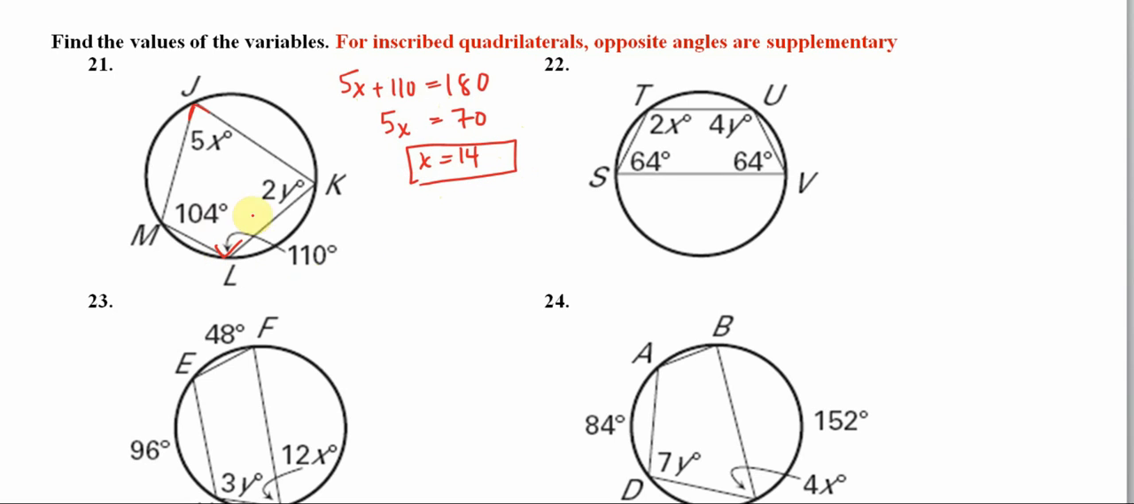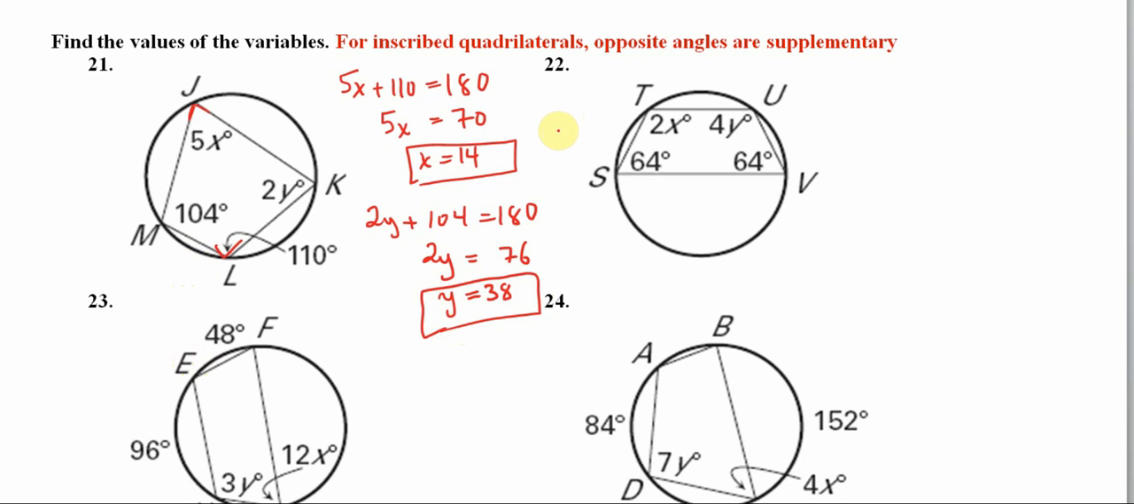Okay, similarly, 2y and 104 have to be equal to 180. So subtract 104 from both sides, we get 2y is equal to 76. And then we can divide both sides by 2, and this will give us 38. All right. And so that's how we approach these sorts of questions.